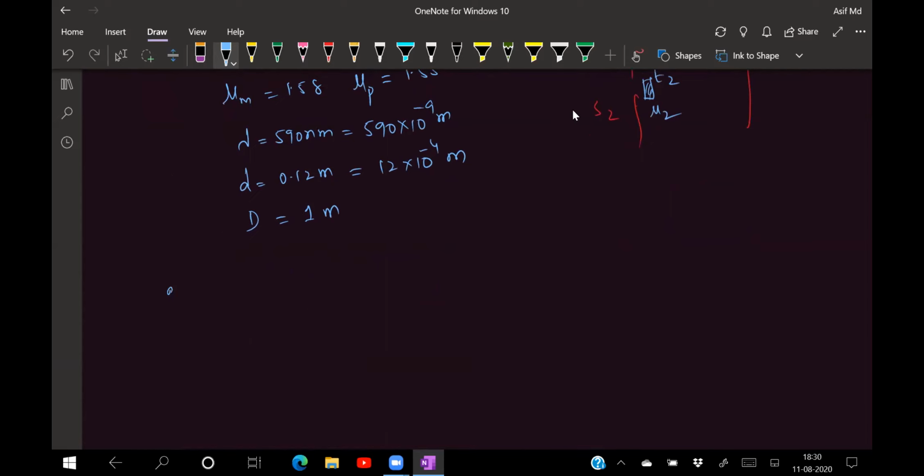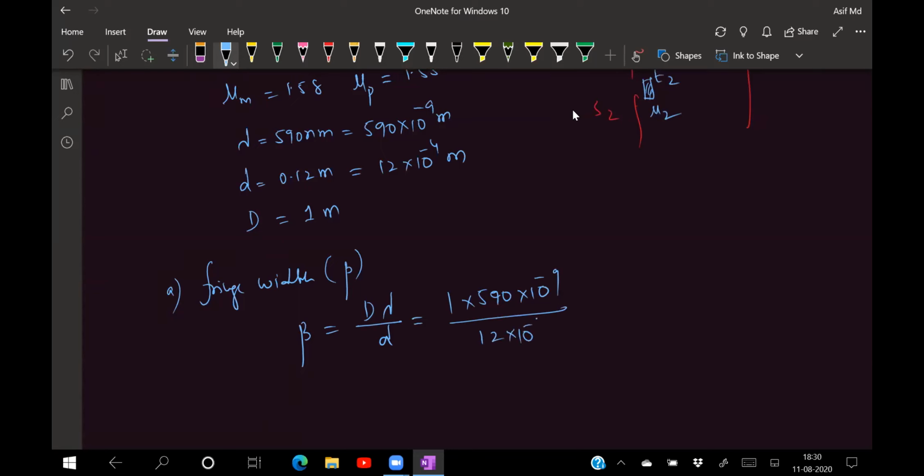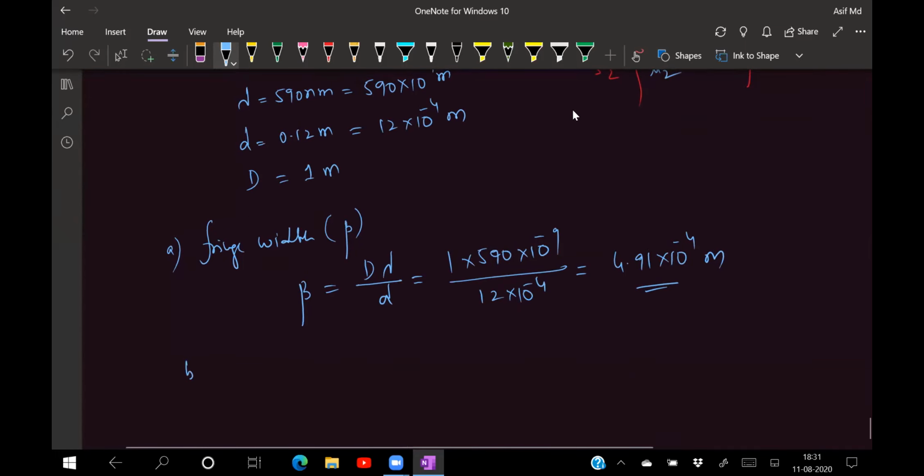So the first question is asking fringe width. Fringe width means beta. So the formula is beta is equal to capital D into lambda by small d. That is equal to 1 into 590 into 10 to the power of minus 9 divided by 12 into 10 to the power of minus 4. See how much I'm getting: 4.91 into 10 to the power of minus 4 meters. This has come for everyone. Okay.